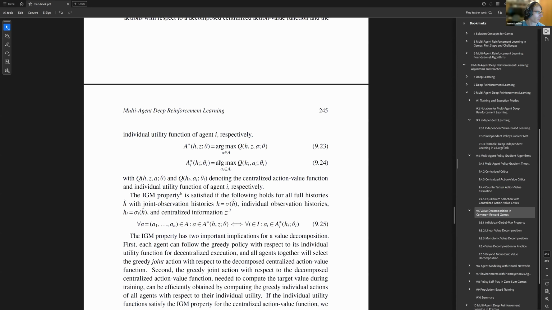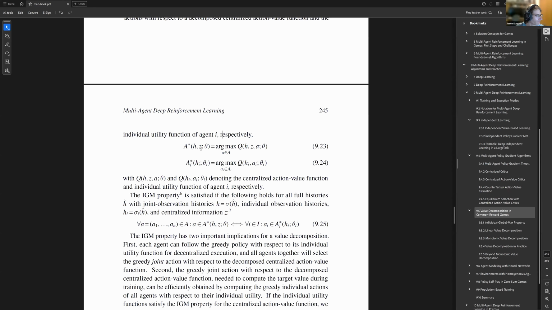So we don't have to do this maximization over the joint action, in order to deal with common reward games, where the H would be the history, and then the Z would be the hidden state, I think. Oh no, here Z isn't the hidden state. It's just extra information you want to include, like centralized information.